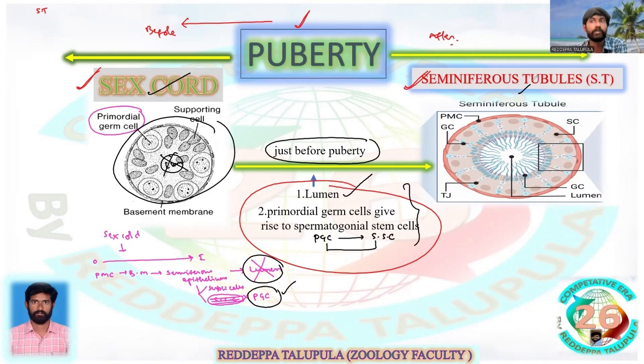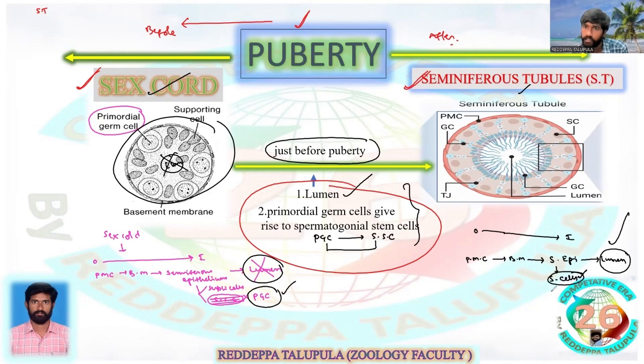Now what will be the structure of the seminiferous tubules after puberty? From outer to inner, PMC will be present. Basement membrane will be present. Seminiferous epithelium will be present. Inside, lumen will be present. In the seminiferous epithelium, Sertoli cells are common. But instead of PGC, the PGC is developed into SSC, that means spermatogonial stem cells. Keep it in mind. These are the 2 morphological structures that we can see before and after puberty in the seminiferous tubules.